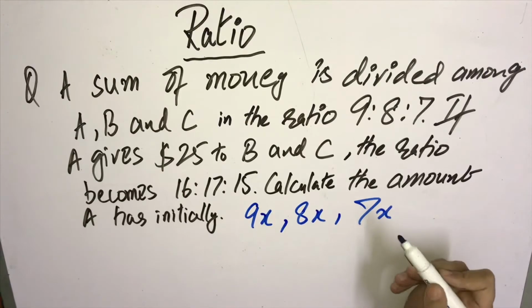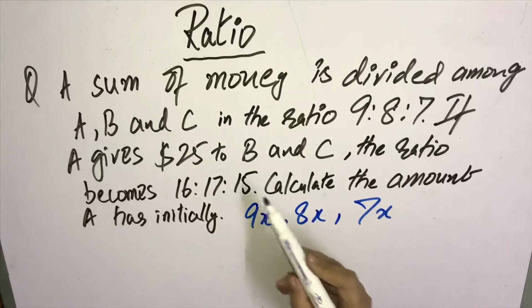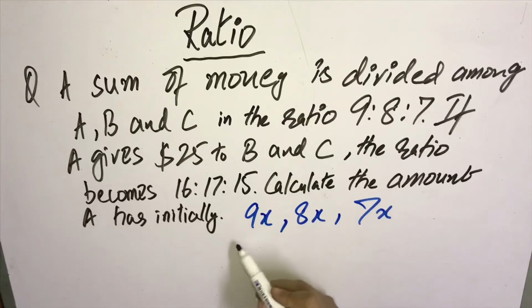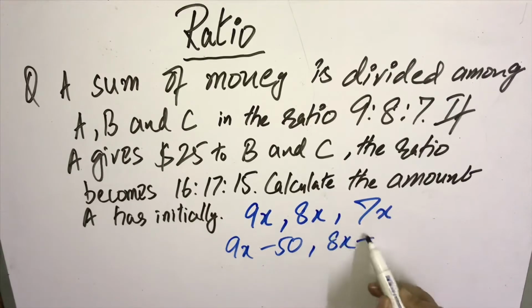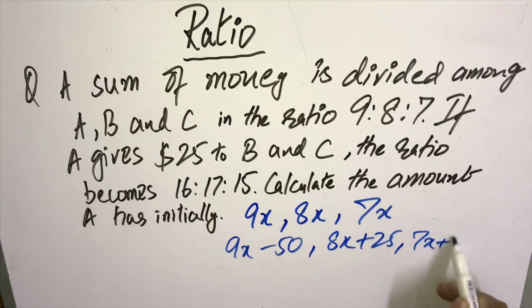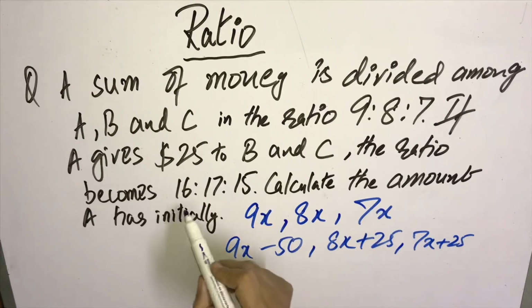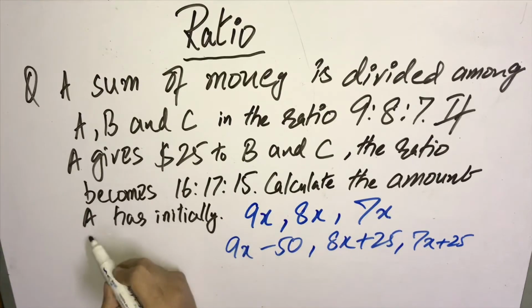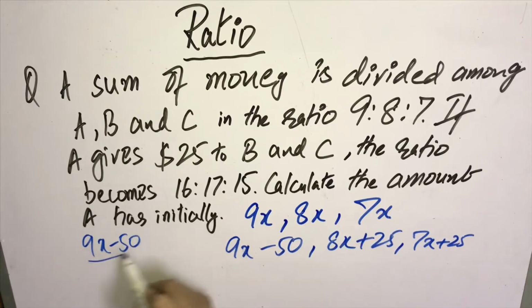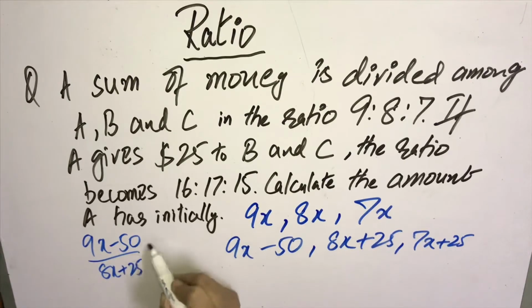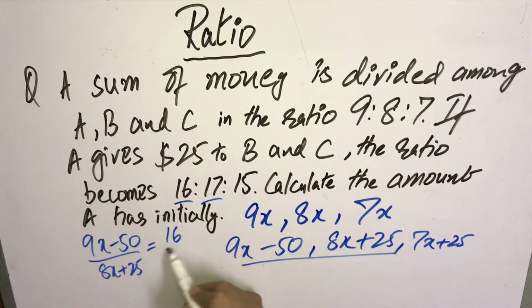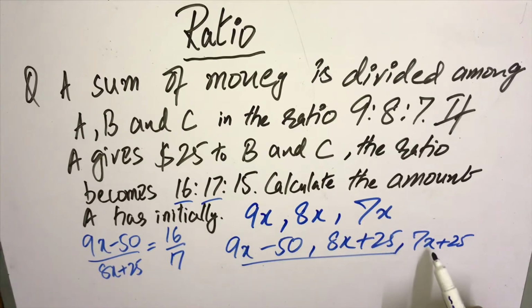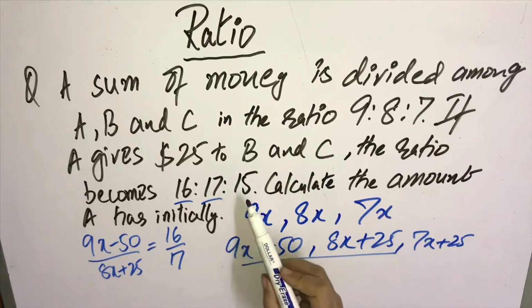If A gives $25 to B and C both, A will have 9X minus 50, B will have 8X plus 25 and C will have 7X plus 25. The new ratio becomes 16, 17 and 15. We can solve it like this: 9X minus 50 over 8X plus 25 equals the ratio of A and B that I have taken, so I shall write their ratios here, 16 and 17. I can also take 8x plus 25 over 7x plus 25 equals 17 over 15.